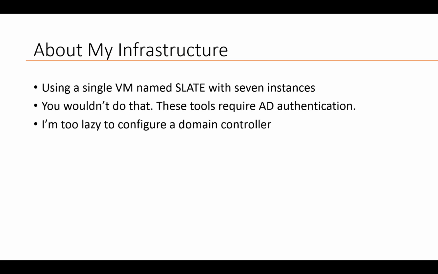So let me talk a little bit about my infrastructure. Today I'm using a single VM. The VM's name is Slate, and it has 7 instances on it. Now, normally you wouldn't do this. You would have 7 individual servers, or you would have 7 VMs. I want to stress that these tools do require AD authentication. However, I'm just too lazy to configure a domain controller on my little Surface Pro. It just wasn't worth it. So I'm doing 7 instances on a single VM.